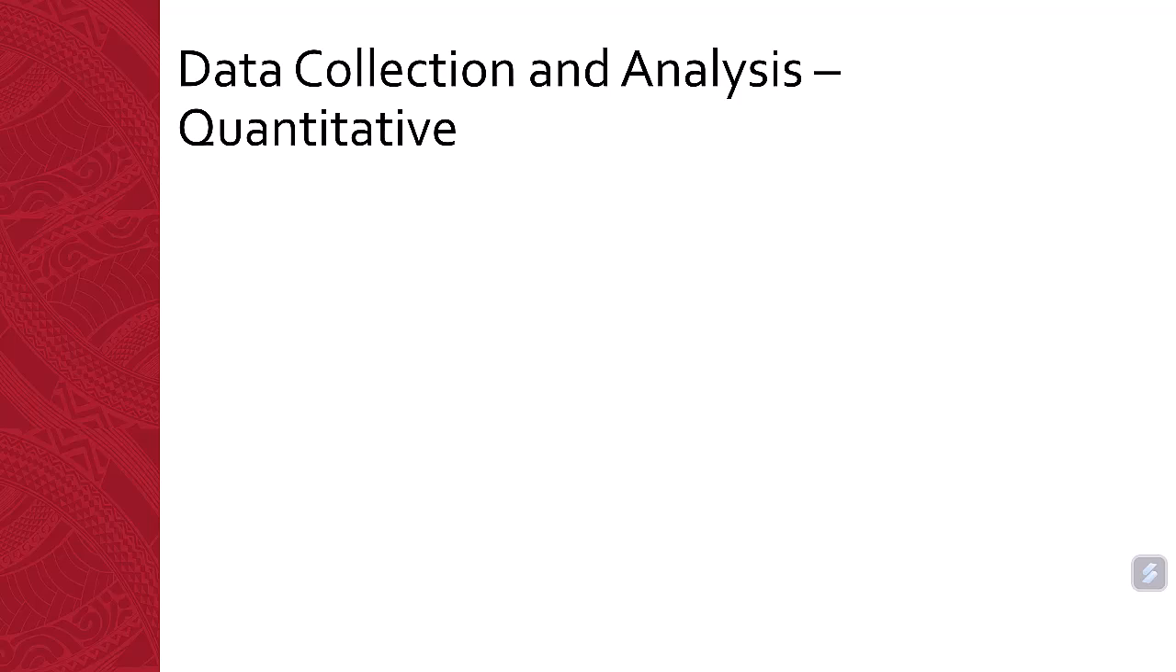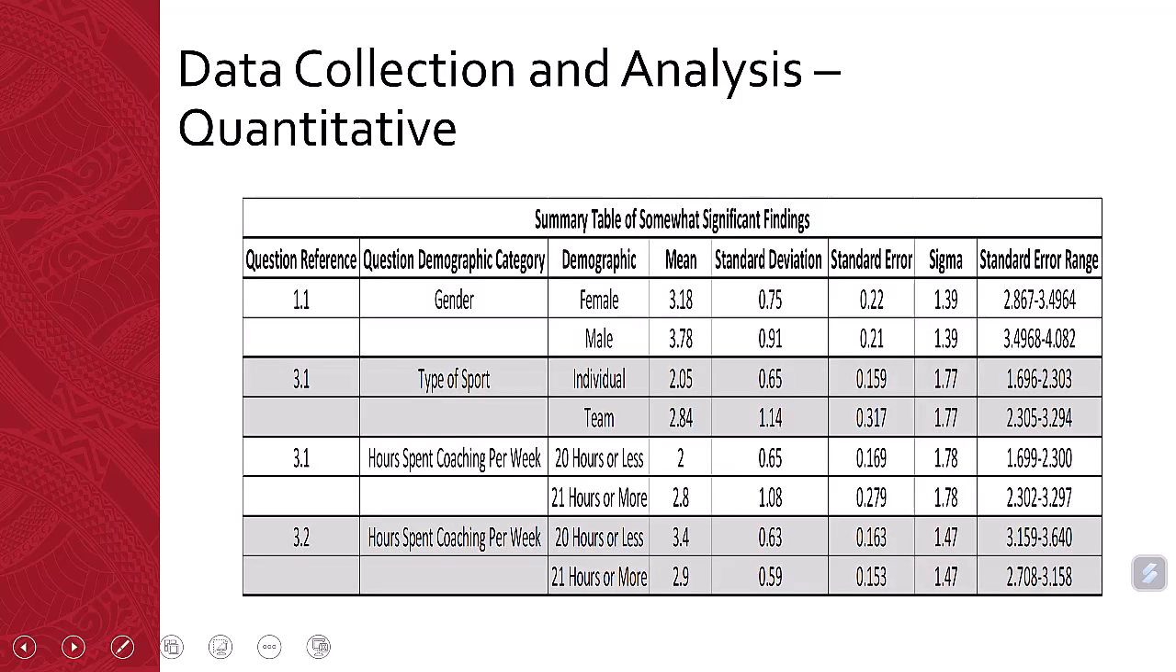Data collection and analysis, quantitative. Here you have a summary chart of my somewhat significant findings. Starting across the top, you have the column headings. The headings are question reference, the 2-number question identification. The first number refers to the research question, and the second number refers to the response question used to try and answer that question. Next is the question demographic category.